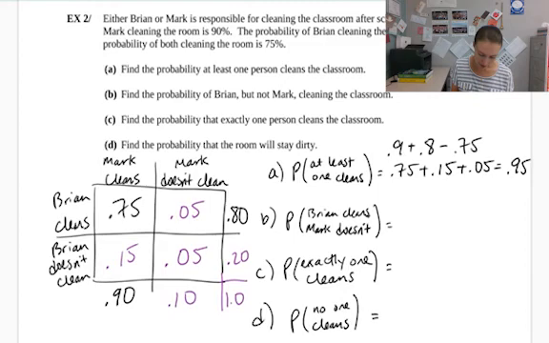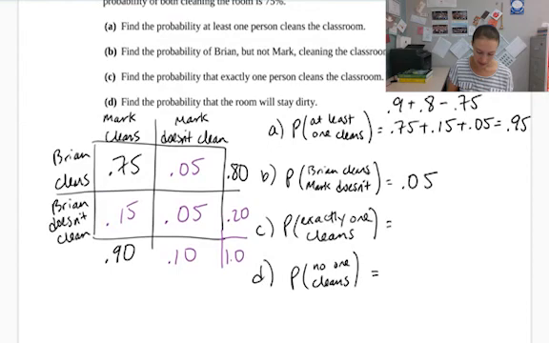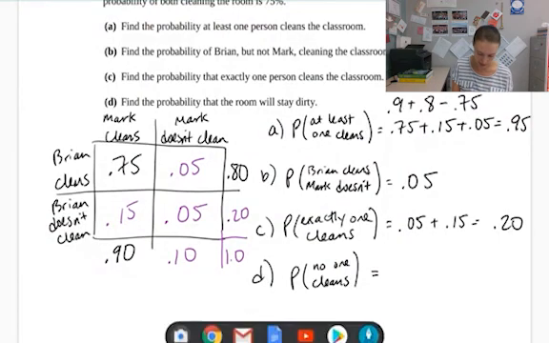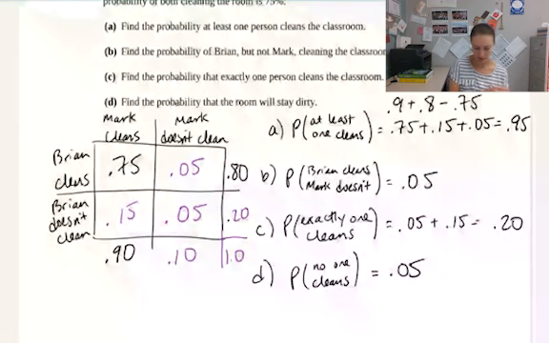Probability that Brian cleans but Mark doesn't. Brian cleans and Mark doesn't is 0.05. I don't need to show work because it's just one number from the table. I'm just looking directly at the table to get that. Probability that exactly one person cleans. So that's going to be either Brian cleans and Mark doesn't, or Mark cleans and Brian doesn't, but not both. So that's 20%. And no one cleans. That is 5% down in that lower right-hand corner.